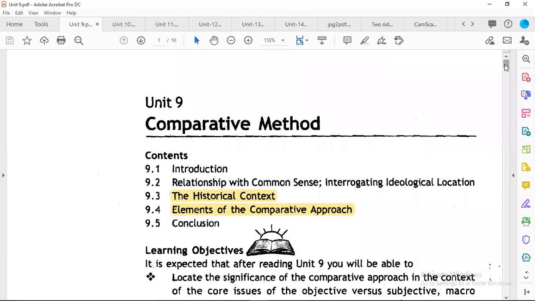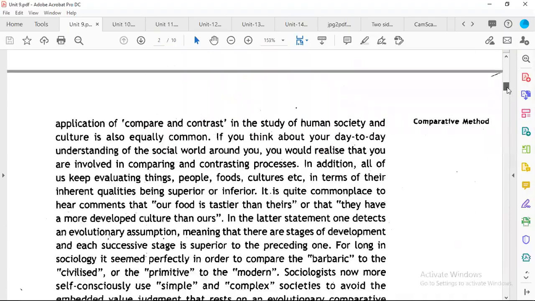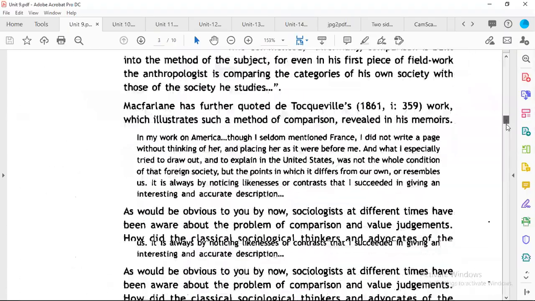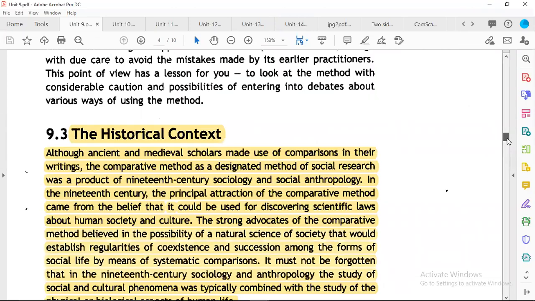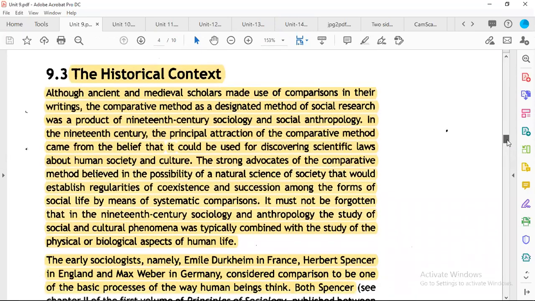Among many other methods of research, today we will discuss the comparative method, its historical contexts, and its elements. First of all, we have to know that the comparative method is not new in research methodology. It is old, but it is only in the 19th century that social theory started using the comparative method as a methodical tool.